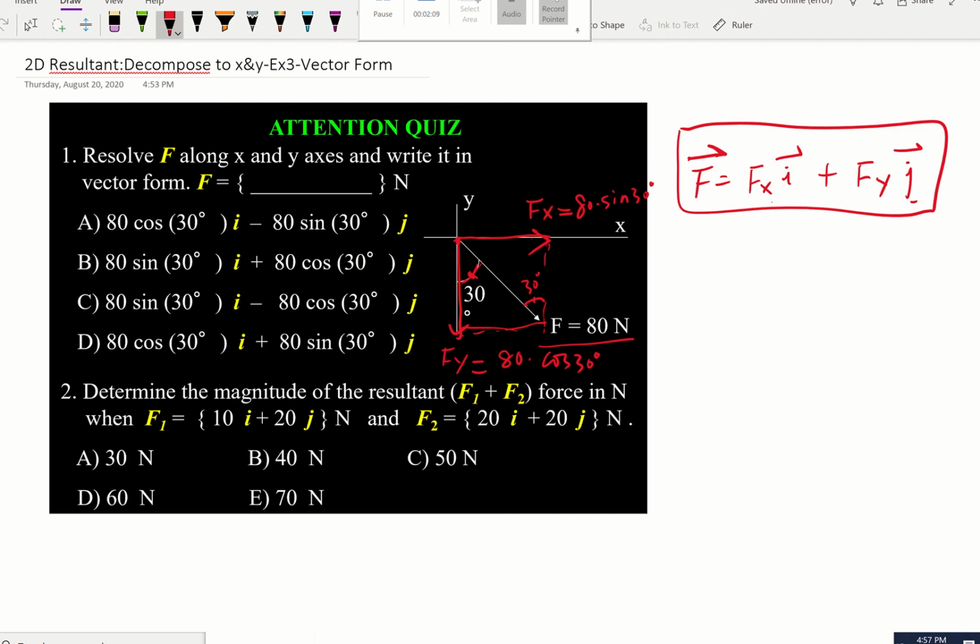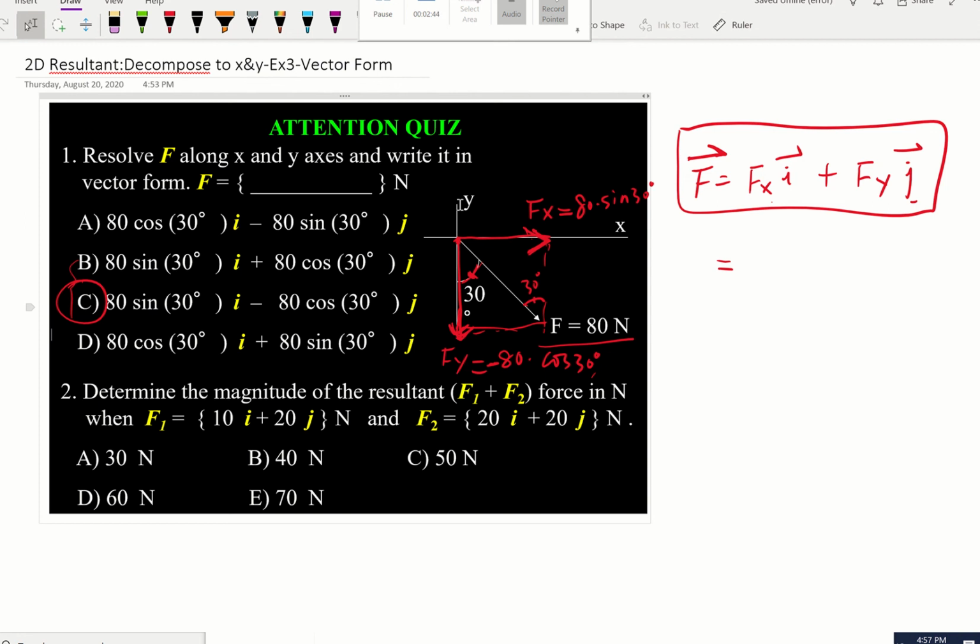However, consider the sign. This is going downward, so that'd be negative. This one is going to the right, so it would be positive, because it's on the positive x-axis, and it's on the negative y-axis. Knowing that, we can just plug it in and see which one is right. So 80 times sine 30 in x, and however the y direction is negative 80 cosine 30, so C will be your correct answer. So this is basically just a decompose problem.